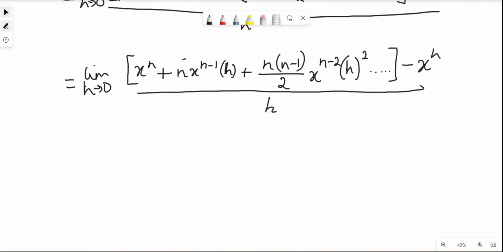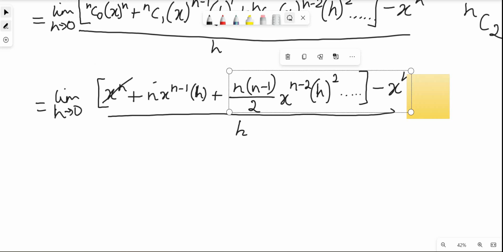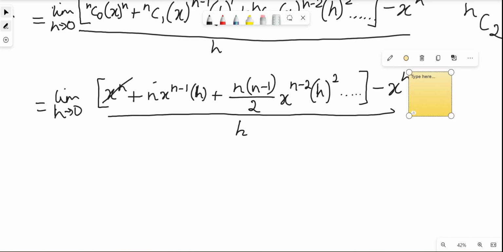We see that we have one term common, which is this and that, and they're opposite signs, so they cancel out. Oh, what happened there? For some reason, a post-it note popped up. Okay, and that cancels because they're opposite signs.